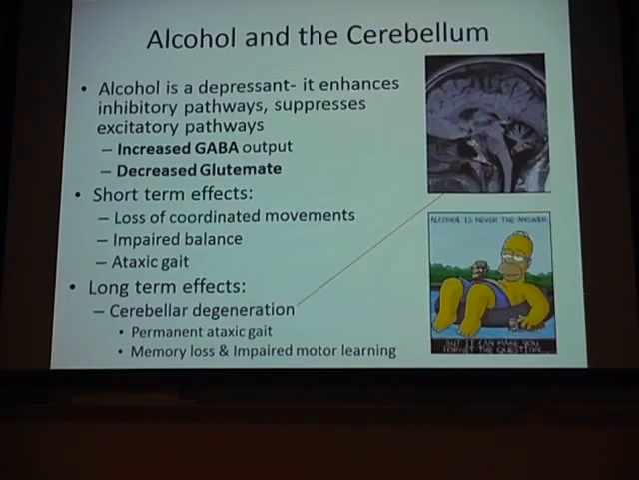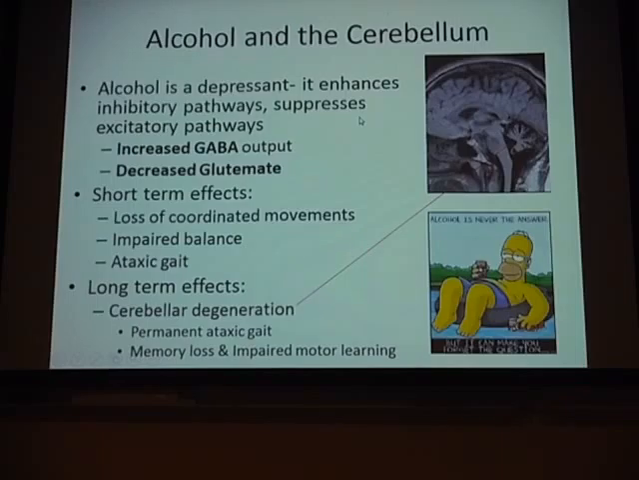And I said that GABA and glutamate are all over the brain. Their roles are almost always the same, GABA being inhibitory, glutamate being excitatory. So alcohol has an inhibitory effect on the cerebellum, and when you're drinking alcohol and your body can't metabolize it fast enough, its short-term effects are related to loss of coordinated movements, again because of the inhibitory effects of GABA. So we see loss of coordinated movements, impaired balance, and often an ataxic or staggering gait.